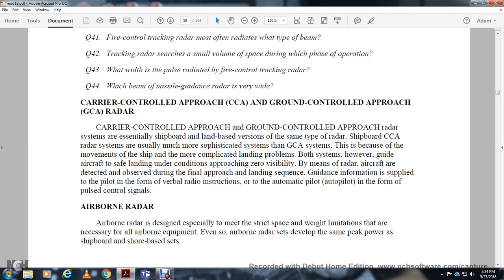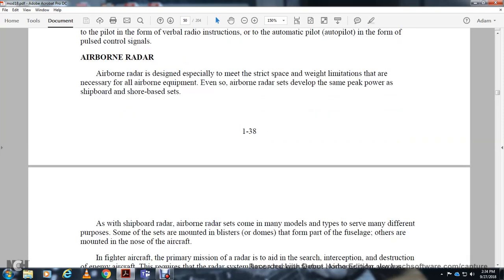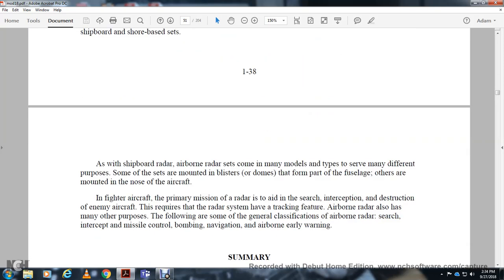Airborne radar. Airborne radar is designed especially to meet the strict space and weight limitations that are necessary for airborne equipment. Even so, airborne radar sets can develop the same peak power as shipboard and shore-based sets. As with shipboard radar, airborne radar sets come in many different types. Some of the sets are mounted in blisters and domes, but most are mounted in the fuselage or nose of the aircraft, such as fighter aircraft. The primary mission of the radar is to aid the search for, interception of, and destruction of enemy aircraft. That requires the radar system to have tracking capability. Airborne radar also has many other purposes.